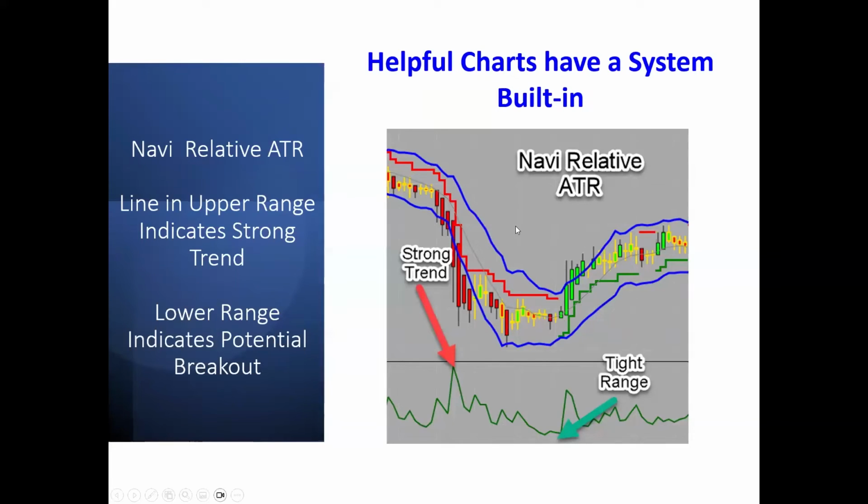We also have a Navi relative ATR indicator, which is going to give you a heads up when the market's likely to break out. We look for that indicator to be down near the lower end of the range. And typically when we see that happen, we will see a breakout either up or down.